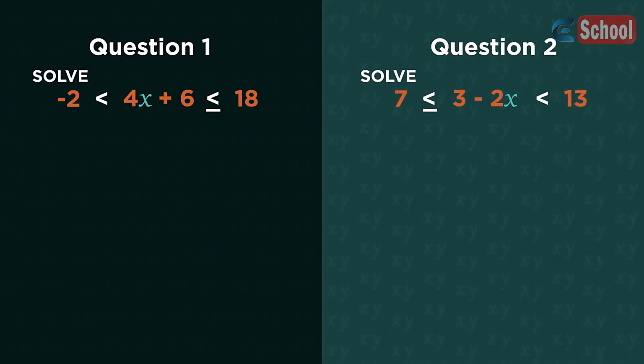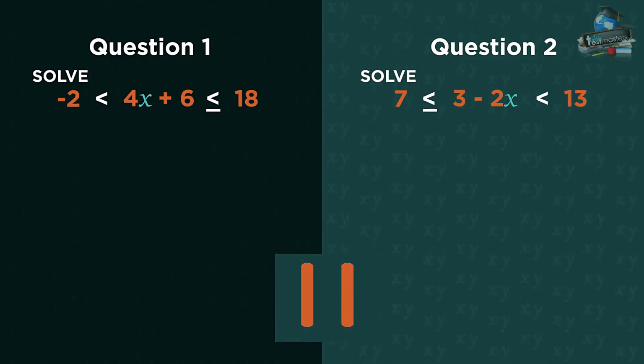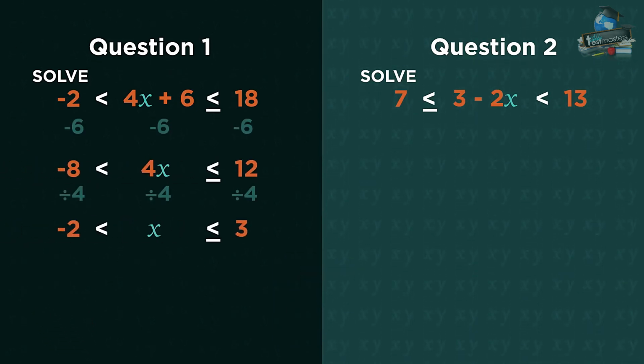Here are 2 for you to do. Just be careful with the second one though, because you're going to have a negative x, which means you're going to have to flip the direction of the inequalities. Pause the video, solve the questions and click play when you're ready. How did you get on?